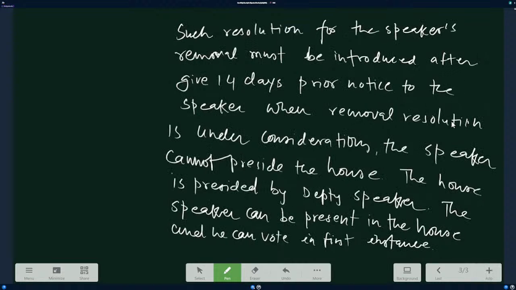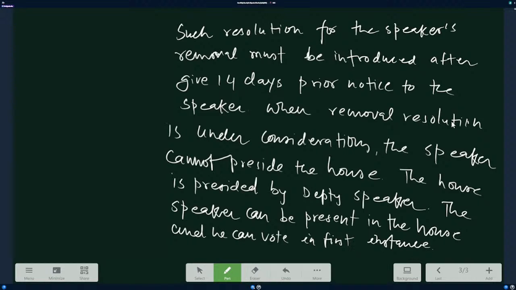Now, such a resolution for the speaker's removal must be introduced after 14 days prior notice. पहले 14 days उनको notice देना पड़ेगा कि we are going to remove you. Fine. And whenever a removal resolution is under consideration, the speaker can vote in the first instance. He cannot vote in case of a tie. Right? Got the idea? Now, one more thing that you note.